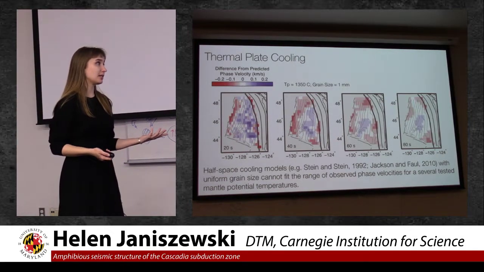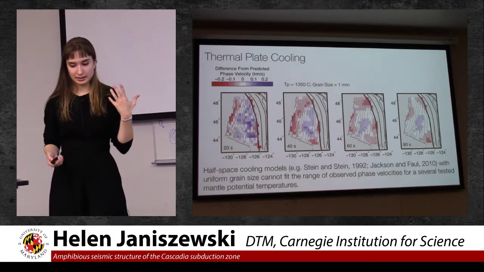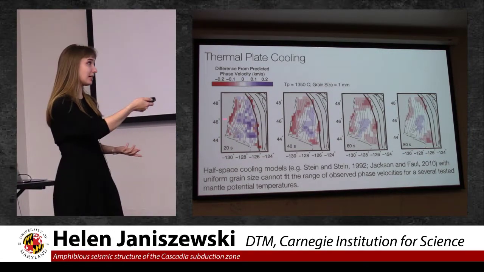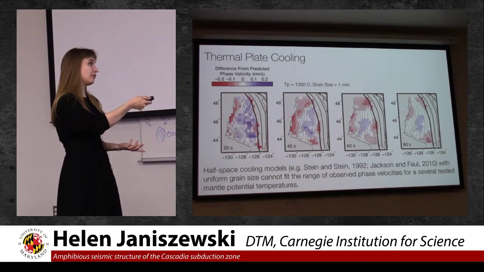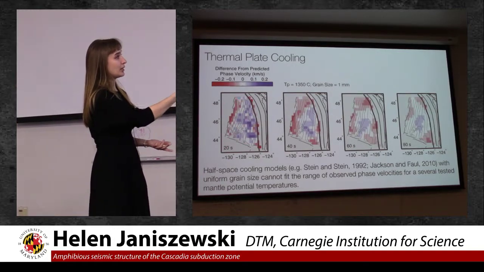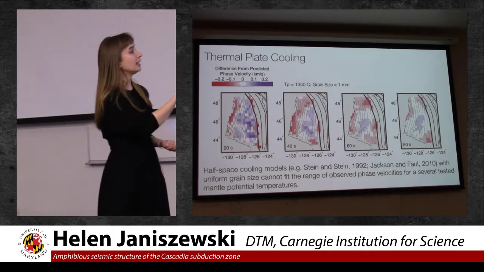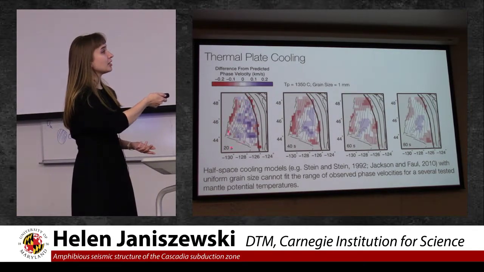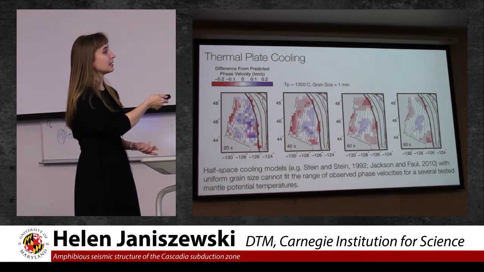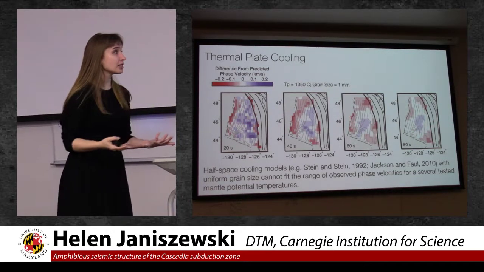And that most likely has to do with the fact that these thermal plate cooling models don't take melt into account. So this is indicating that there's a substantial amount of melt upwelling beneath the ridge, starting quite deep and continuing up to shallower depths. However, another interesting feature is that the center of the plate, particularly in this southern region, is faster than what we would predict.